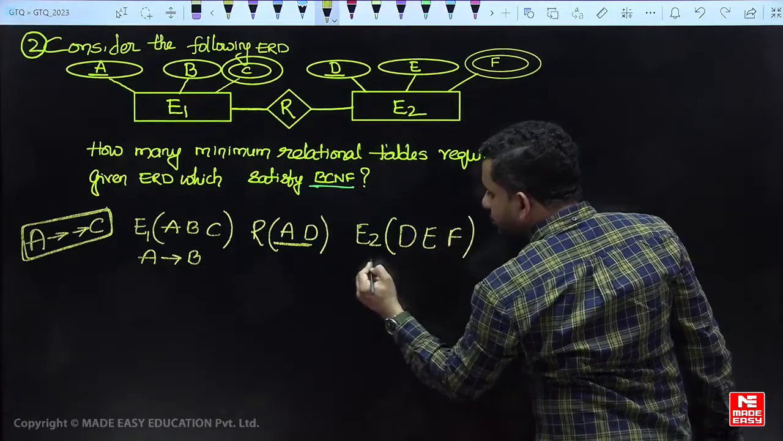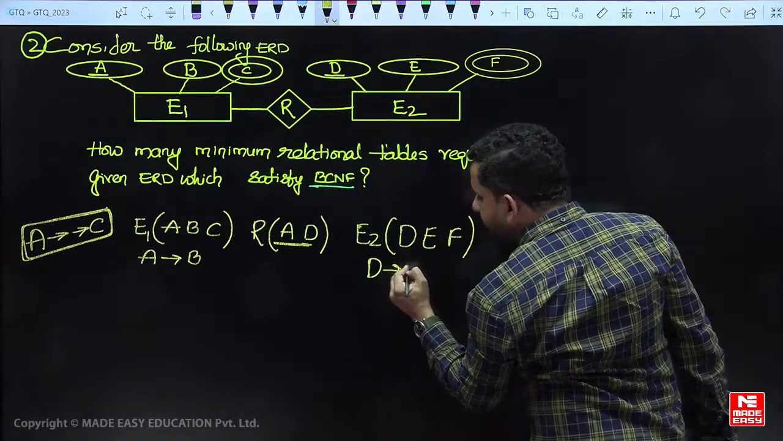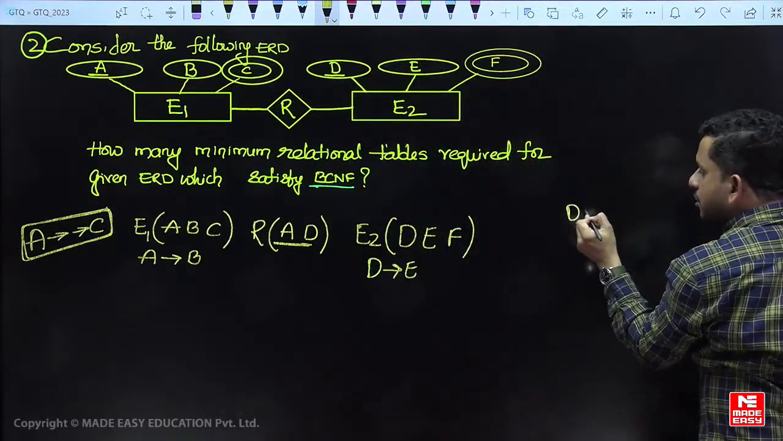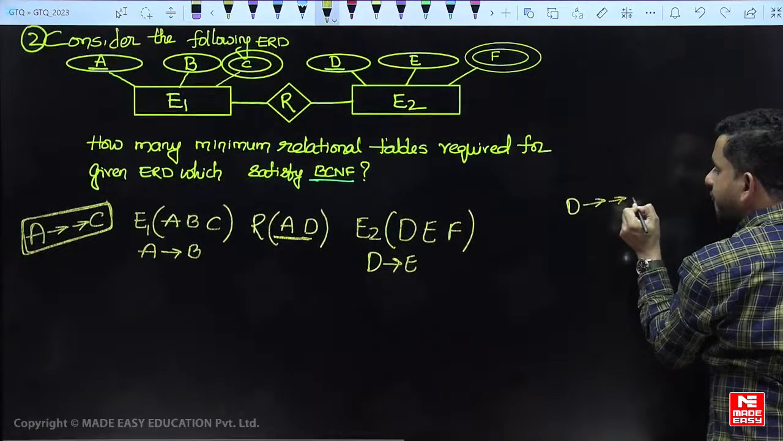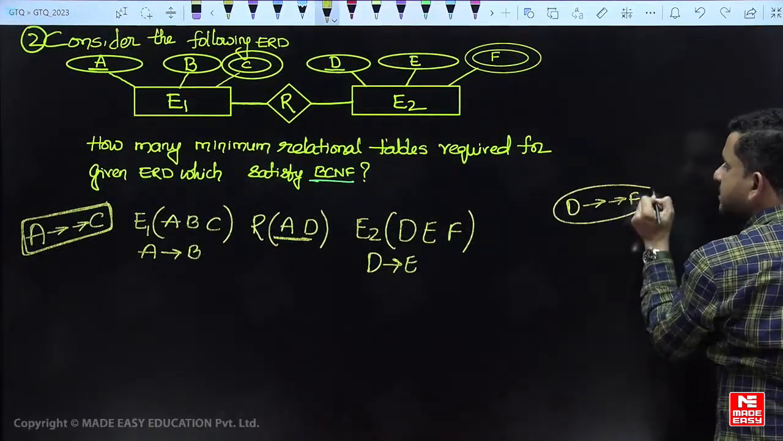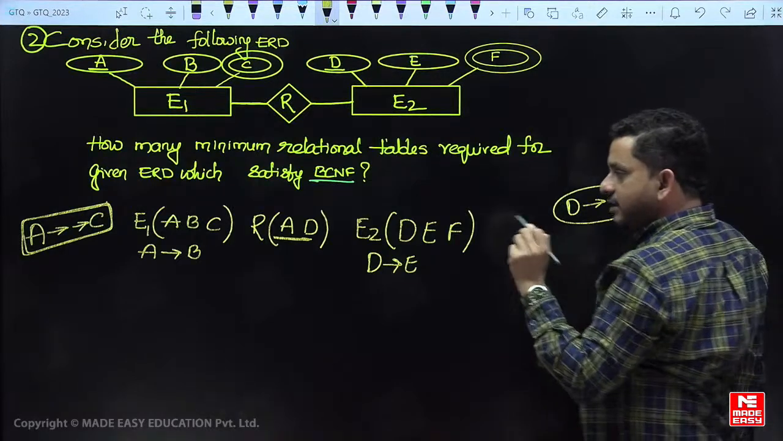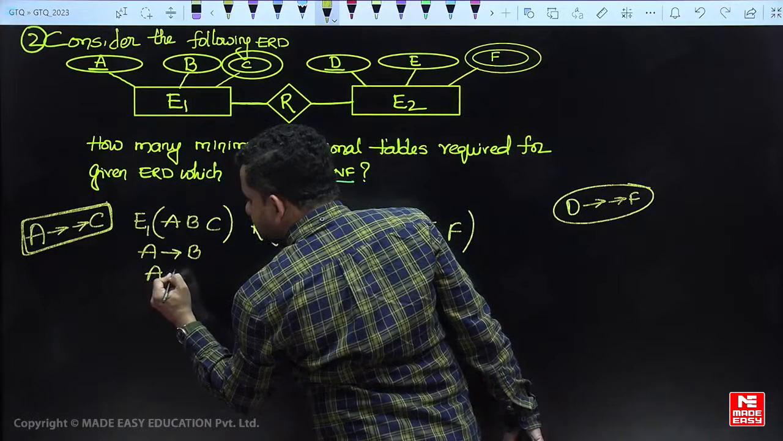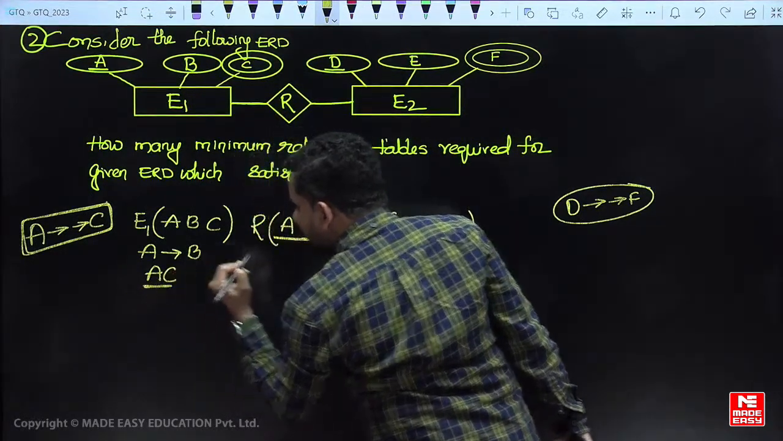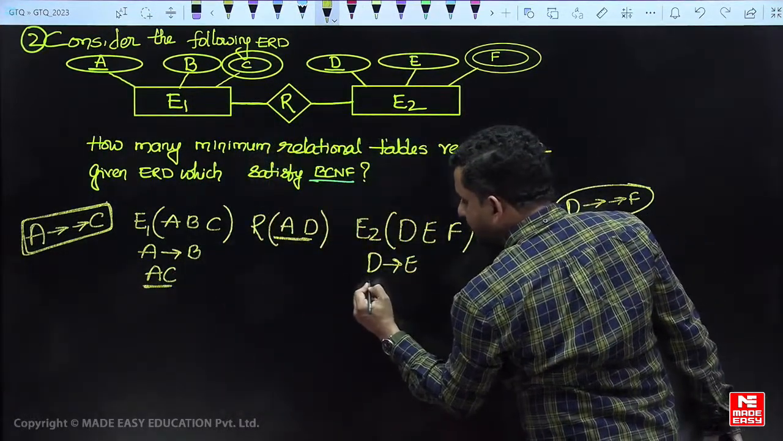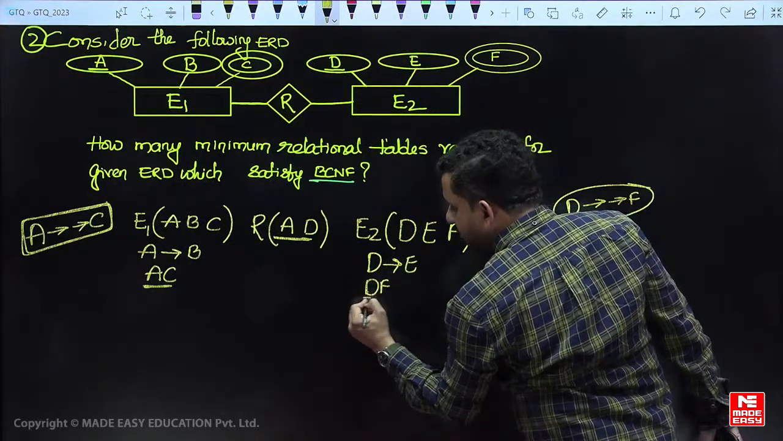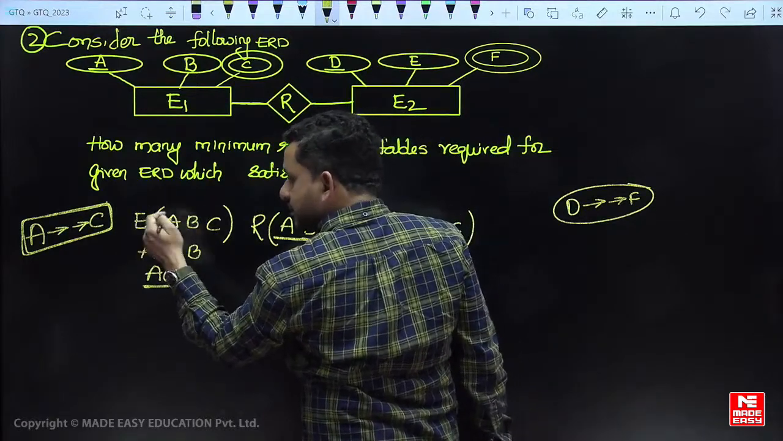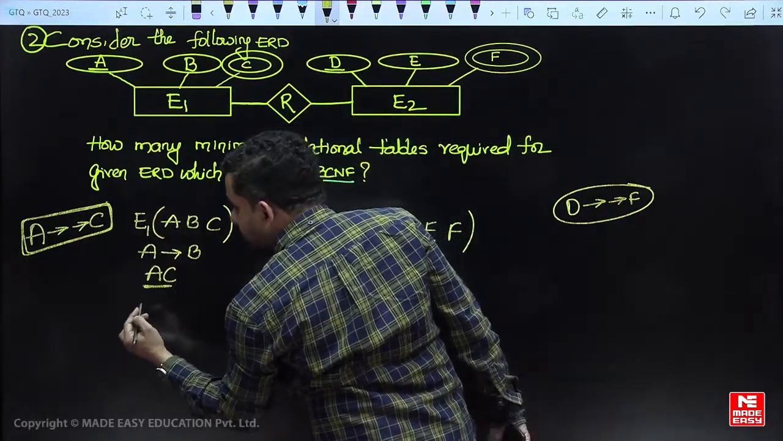So D determines E is an FD, since E is a single valued attribute depending on D, and also D multi-determines F, but we ignore this MVD. Now in this case AC becomes the key in E1, and in E2 DF becomes the key. Because of partial dependency we have to split this E1, because it's not BCNF enough.